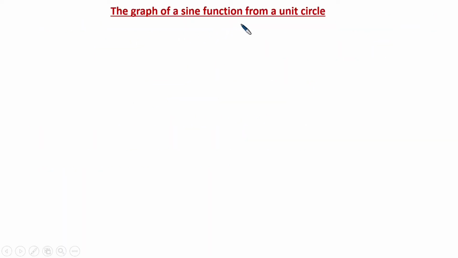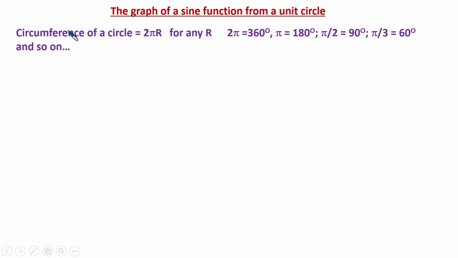So we will begin with the sine function from a unit circle. But before that, I want to remind you all that the circumference of a circle, which we have derived, is nothing but 2 pi times the radius for any arc. And we have also shown that 2 pi is equal to 360 degrees, pi is 180, pi by 2 is 90 degrees and pi by 3 is 60 degrees. These things will become clearer as we proceed.